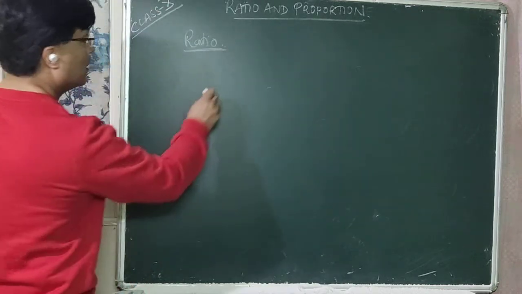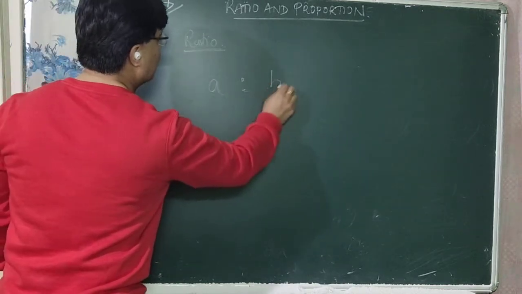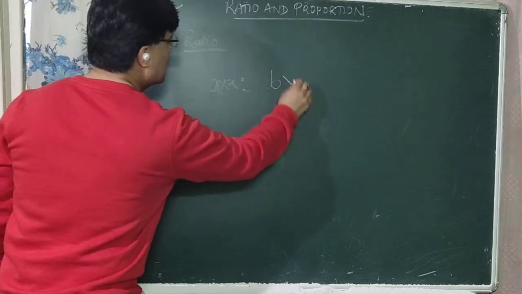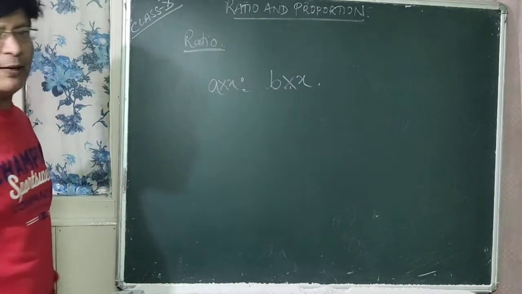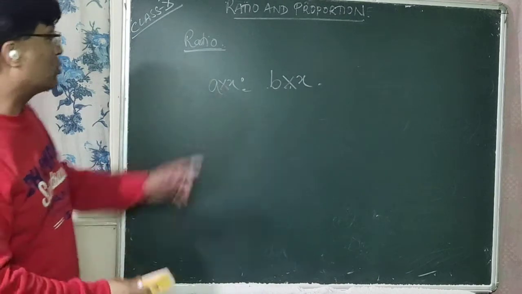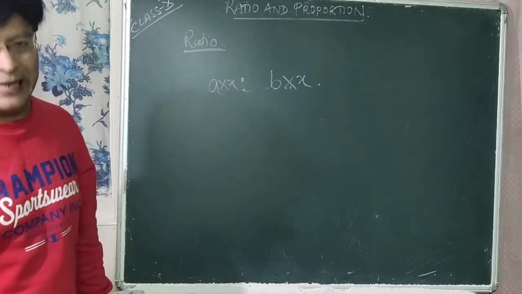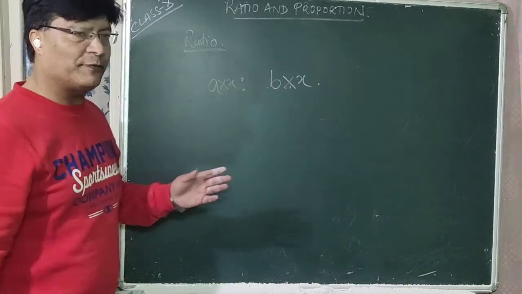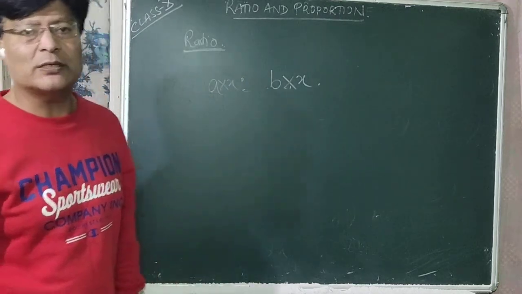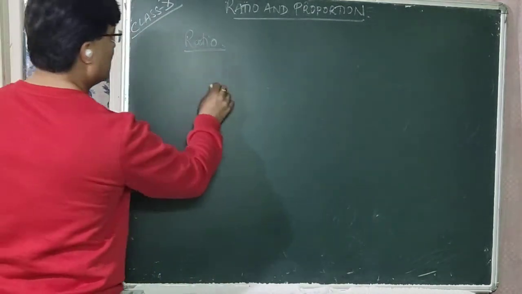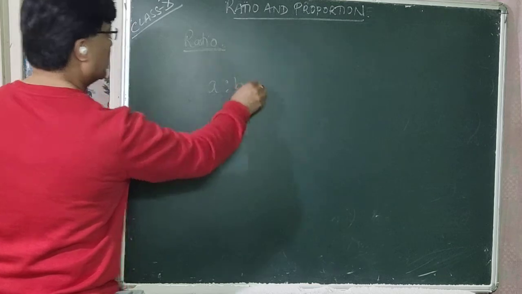Or A is to B. If A is multiplied by X, this B should also be multiplied by X, right? So if A is divided by X, this B should also be divided by X. So this type of expression is known as what? Ratio. That is A is to B.